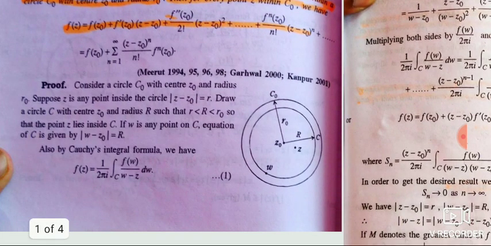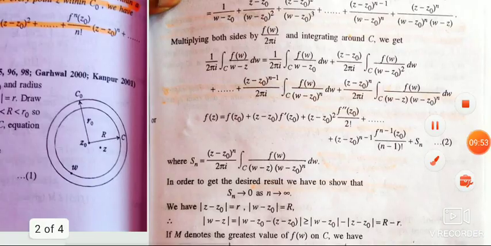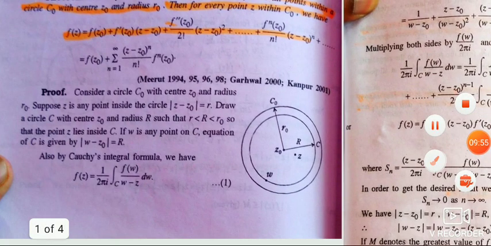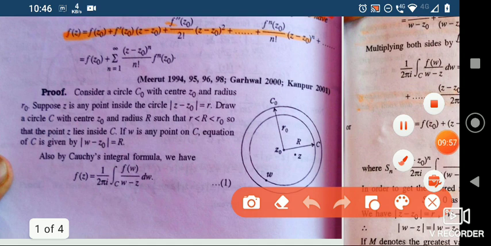F of z is equal to 1 by 2 pi i, integration along the curve C. See what is C here? C is the smaller circle. F of W. What is W? W is any point inside the circle C. You have to just tally with that.